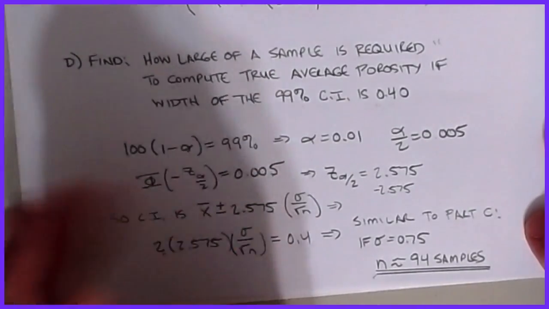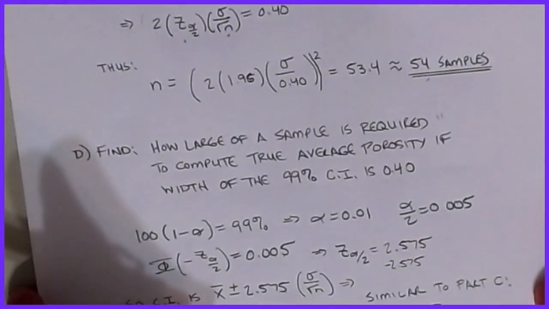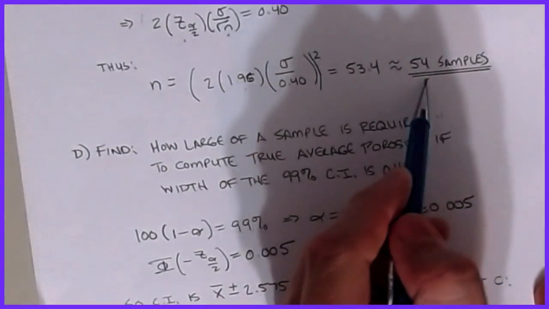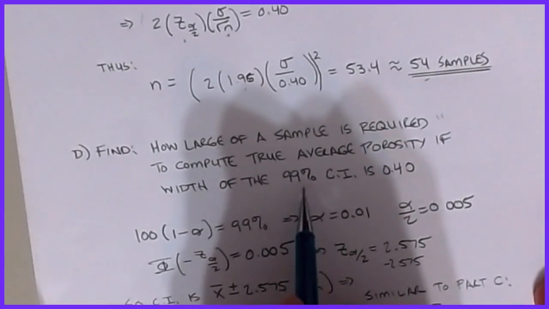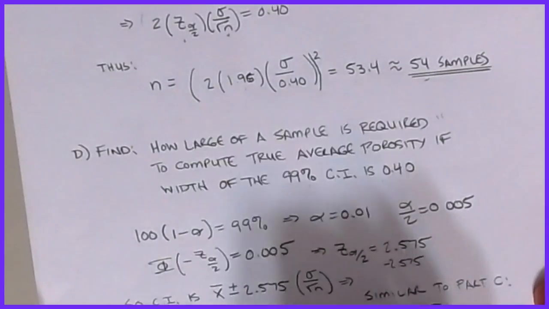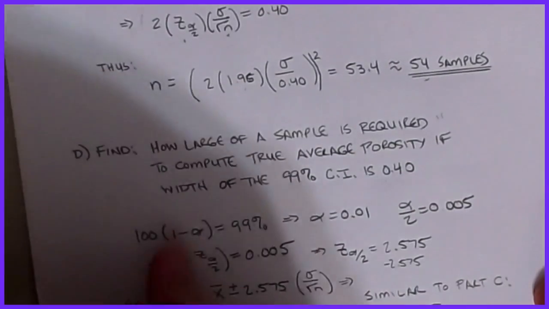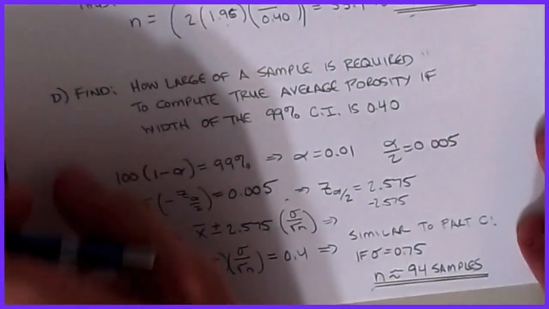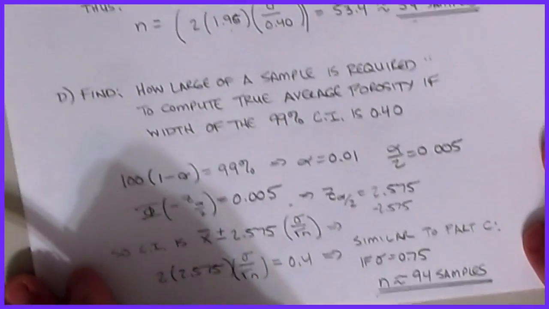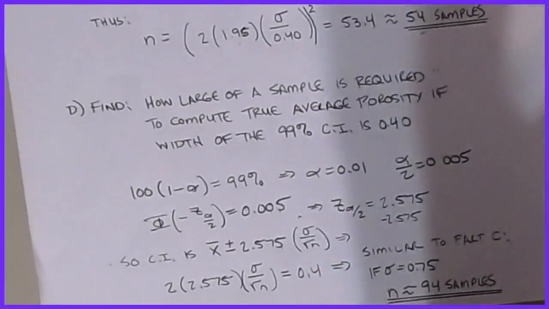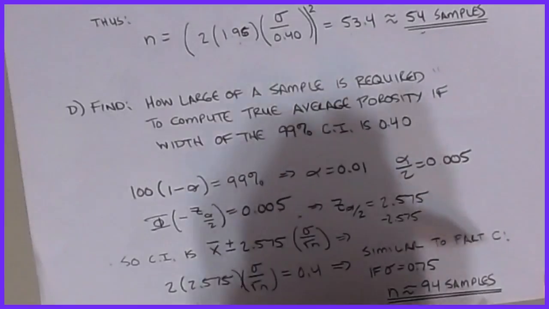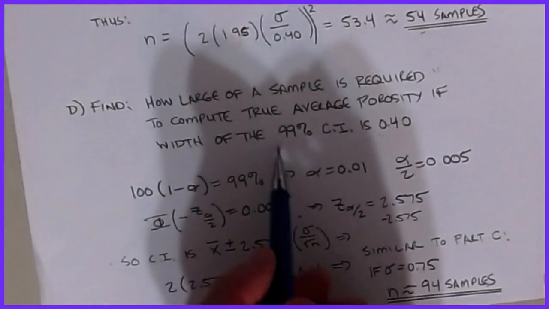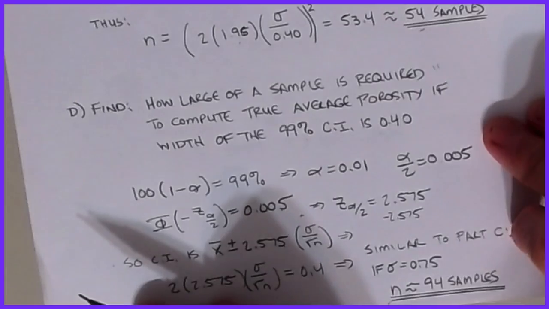So if you look at what happened, with the 95% confidence interval it only took 54 samples to ensure that width. But to get it up 4% more, to 99%, I had to almost double the number of samples, up to 94. Not quite double, but a little bit short. That's what we were talking about with diminishing returns: I had to do more and more samples to get to a 99% confidence interval.